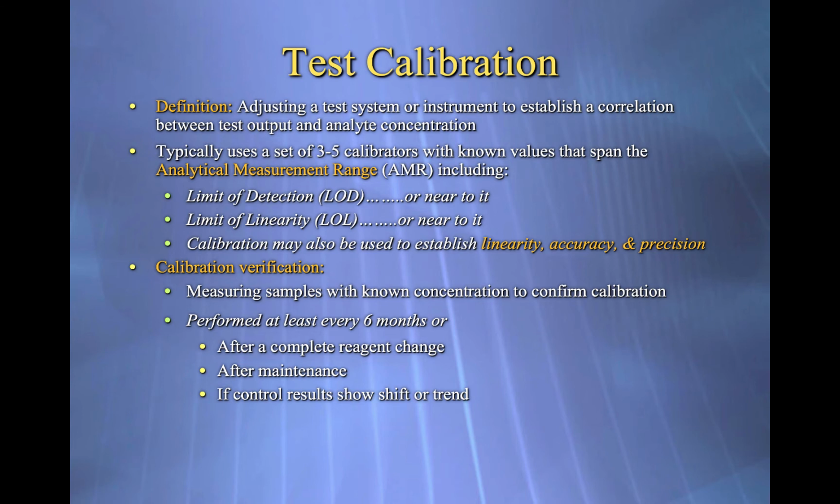So those are some examples of the differences. Okay, after all that, now test calibration. So CLIA requires that you do test calibration, and that is adjusting the test system or instrument to establish that correlation between the test output and the analyte concentration. Typically, once you've got the test set up, you're going to use a set of 3 to 5 calibrators, and these are very expensive. They've been tested multiple times. They have known values that span most of the analytic measurement range, including the limit of detection or very near to it, or the limit of linearity or very near to it.